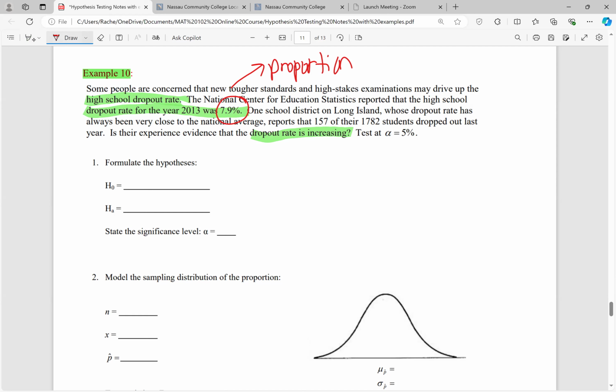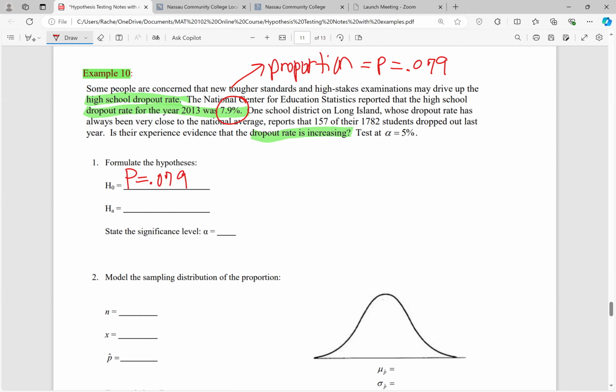Well, up from what? So what's my null hypothesis? What's the assumption about the dropout rate? What are we assuming to be true? Well, we're assuming that p, because p stands for our population proportion, is equal to 7.9%, or as a decimal, we write 0.079. We like to write it as a decimal because we're going to have to plug it in to different parts of the problem, like in the calculator sometimes. So just write it as a decimal. So p is assumed to be 0.079.